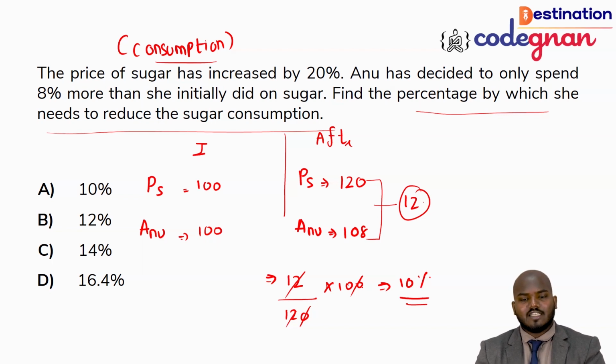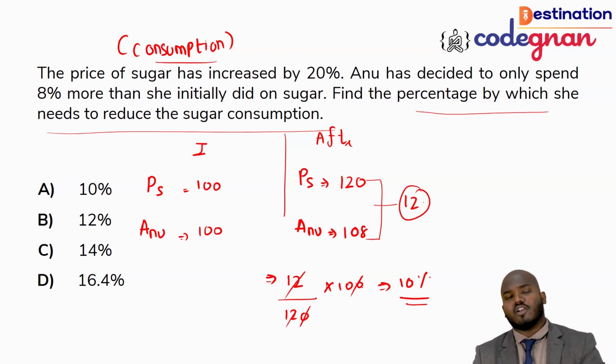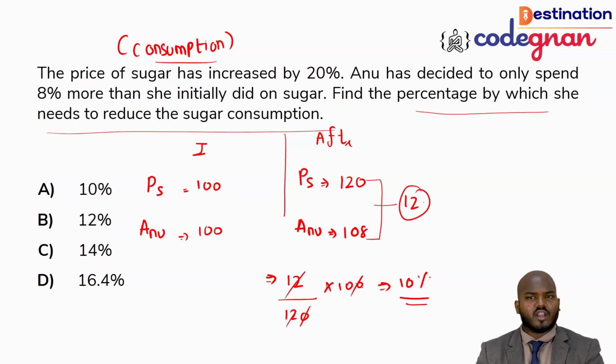Okay, Anu has decided to spend only 8 percent more. Only 8 percent more she can spend. Initially she was spending, we don't know, I'm calling it 100. So she can spend only 108 rupees. The question they are asking is how much percentage of sugar consumption she can reduce so that she can control the money, so that she can spend within the money she was allotted for sugar.